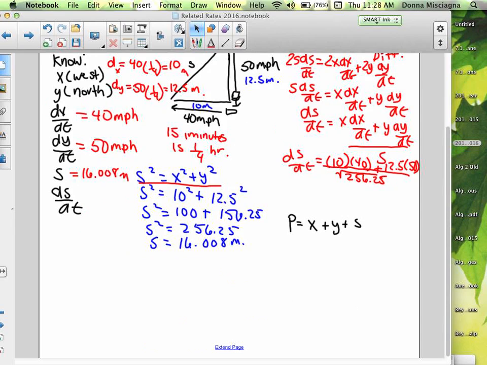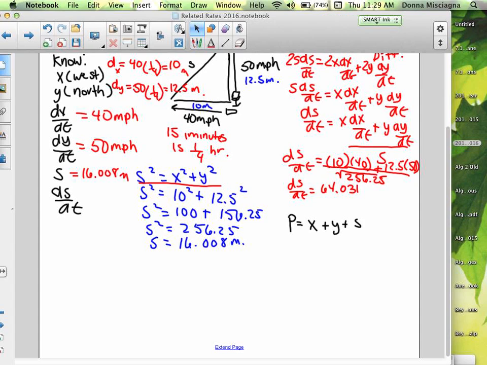All right, so somewhere I have a calculator. And so we get 400, because 40 times 10 would be 400, plus 12.5 times 50, and then divided by the square root of 256.25 is 64.03. So ds dt is 64.031. All right, so now we have ds dt.